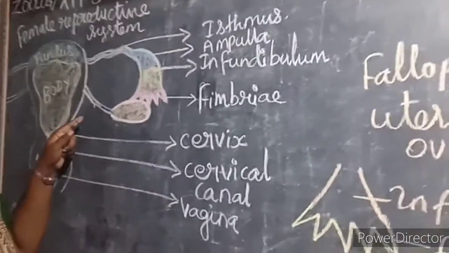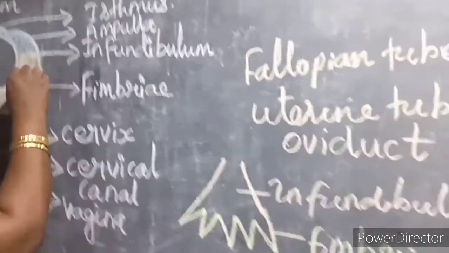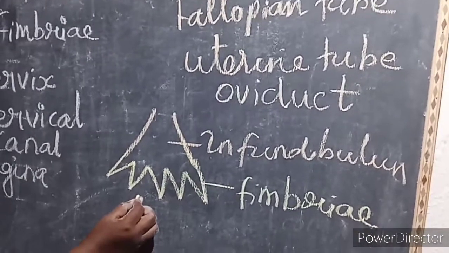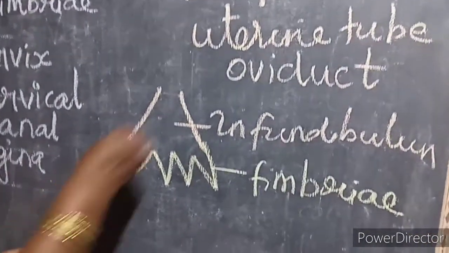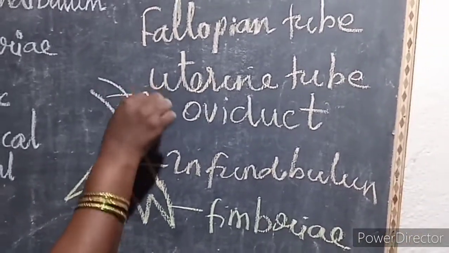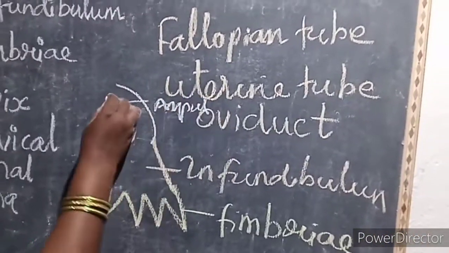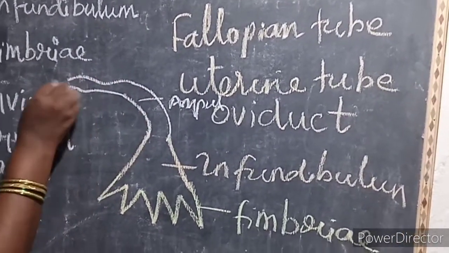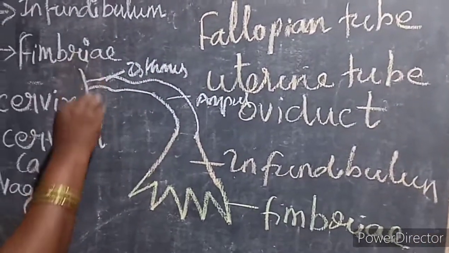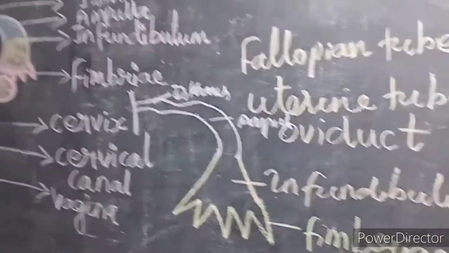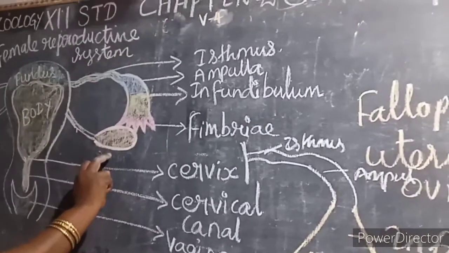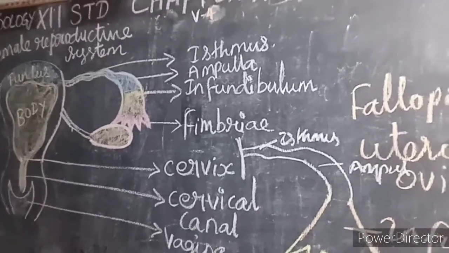Once again we see the fallopian duct. This fallopian duct has a funnel-shaped structure. It is known as what? Infundibulum. The finger-like projections are known as what? Fimbriae. It has a wider portion. That portion is called what? Ampulla. And the short, thick, muscular part is called what? Isthmus. This isthmus connects the fallopian duct to the uterus. So what is the function of the fimbriae? It collects the ovum from the ovary after the ovulation.